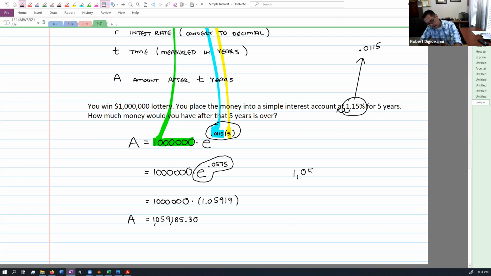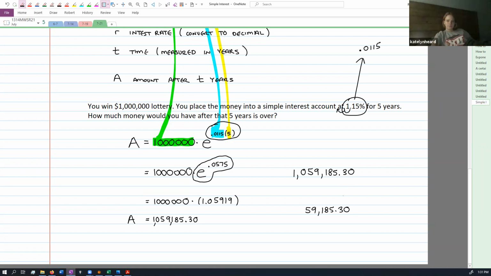Oh gosh, the 59,000. Is that right? What does it look like to y'all? We started with $1 million, and now we have $1,059,185. So we've gained $59,185.30. That's how much we've gained, right? Does that make sense, everyone? That's our gain.